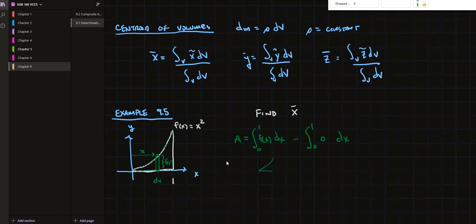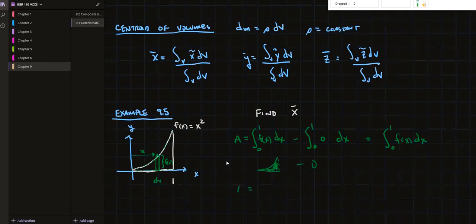The reason I'm doing this is because you'll see when we do y bar that we'll use the same approach, the same logic. So I'm taking this area and I'm just subtracting off a 0 area. Most of the time we just skip the second part. But anyways, the integral from 0 to 1 of f of x dx is what we're going to solve here.